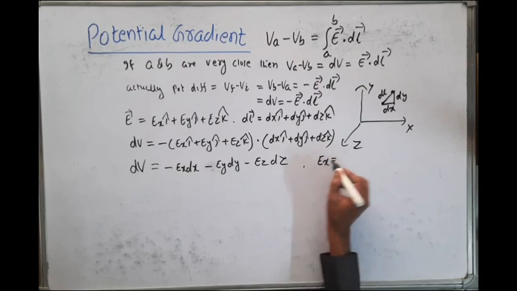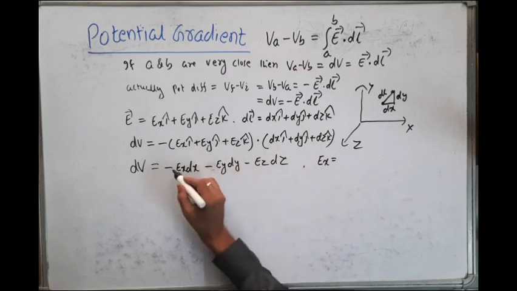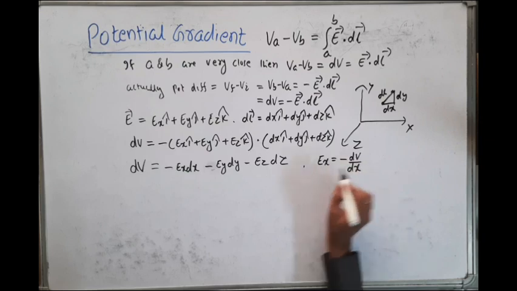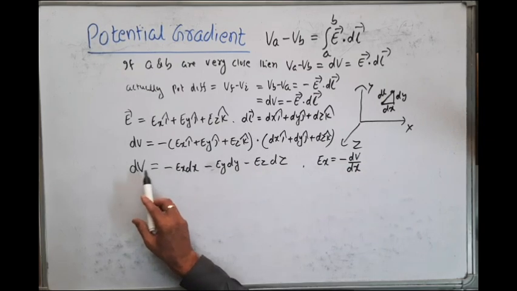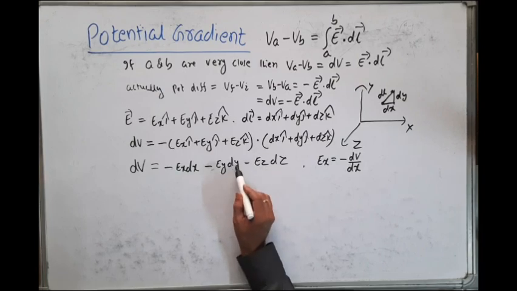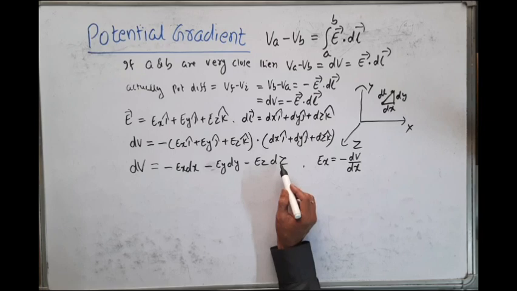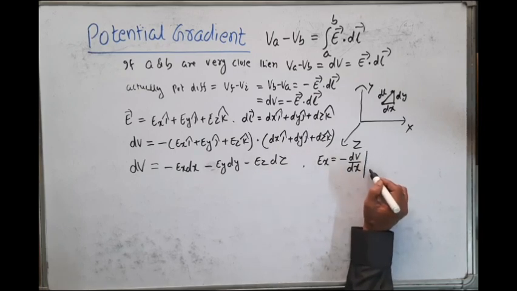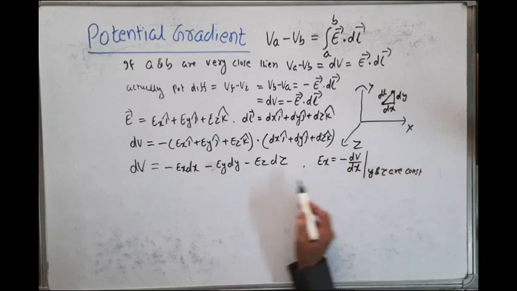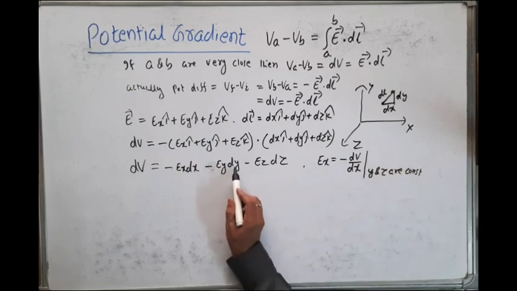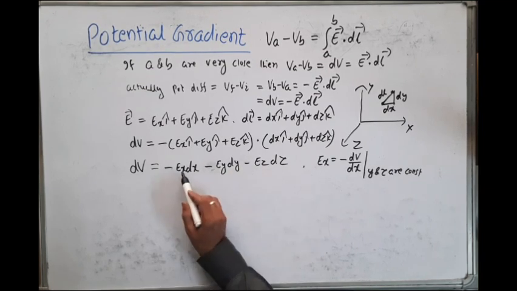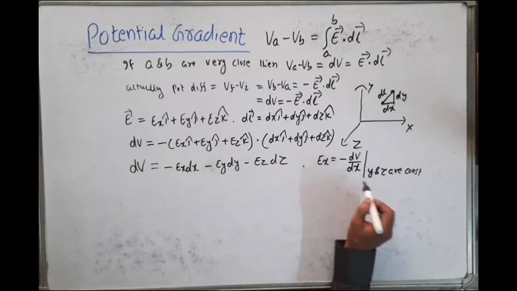So Ex is equal to what? Ex is equal to minus dV by dx, provided this term is equal to 0. That means dy is equal to 0, dz is also 0. That is only possible when y and z are constant. If y is constant, dy is 0. If z is constant, the change in z is 0. So this will be 0, this will be 0. Then Ex is equal to minus dV by dx.